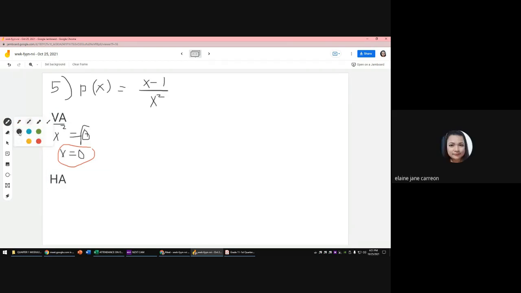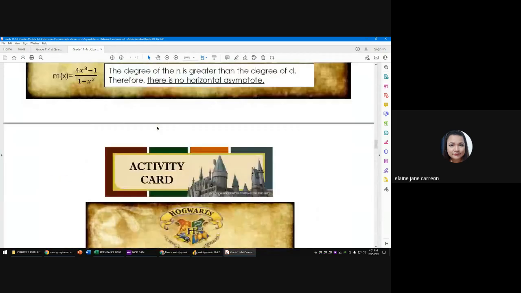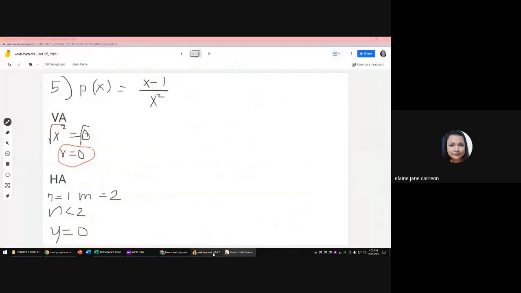Next, for our horizontal asymptote, okay, I can hear some answers. N is equal to 1 and m is equal to 2. Okay, n is less than m. Therefore, y is equal to 0. Okay? As stated here, d ang nilagay nila dito, numerator and denominator. Pero dun sa book kasi na ginagamit ko is m. Okay? So, y is equal to 0 ang ating horizontal asymptote.